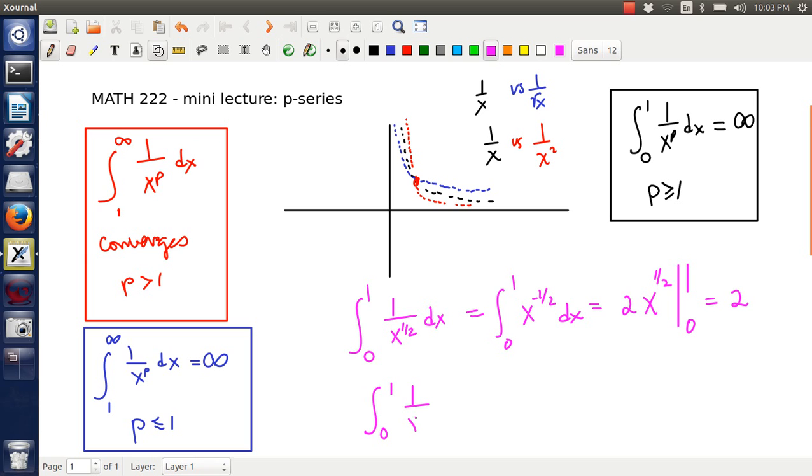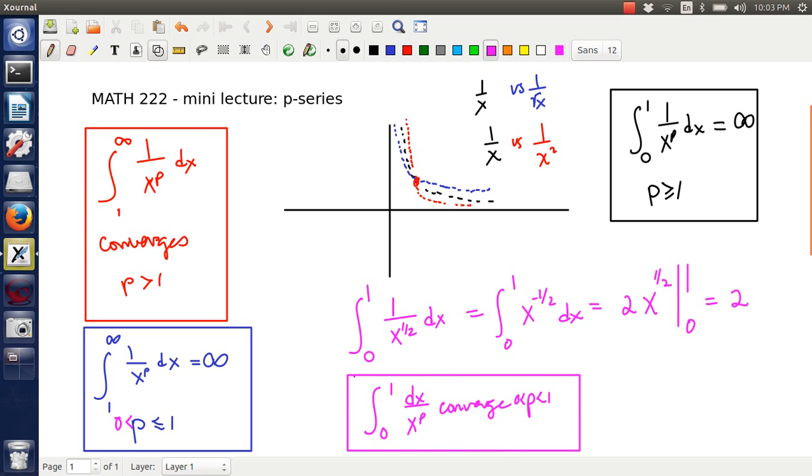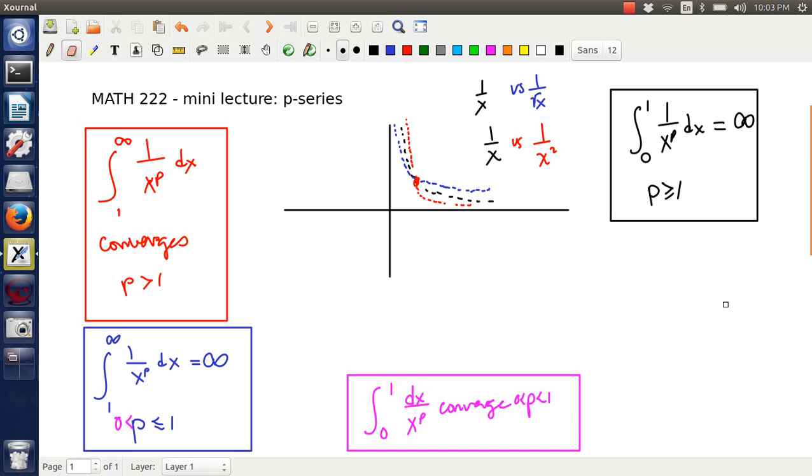Okay, so it turns out the integral of 1 over x to the p dx is going to converge when p is between 0 and 1. I guess I should have put a 0 over on this one too. There you go. Okay, and then I'm going to just get rid of all this explanation, so you can just see the 4 facts.